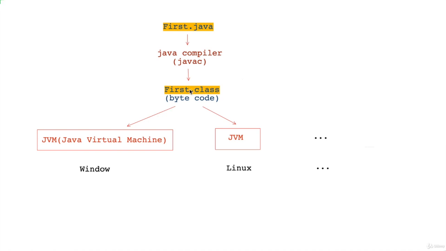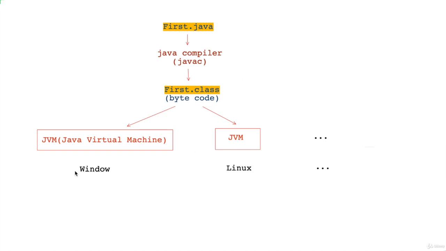Once you submit the translated bytecode to the JVM, which is what you do by running java followed by the class name, it will do the translation based on the operating system on which it is running. So it will do the final machine translation of this particular bytecode. So that's what it is.